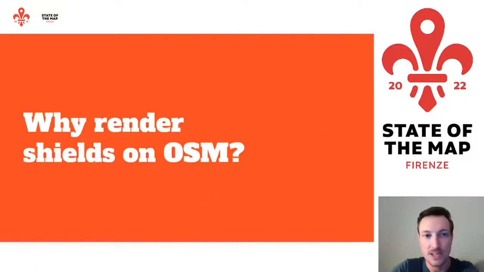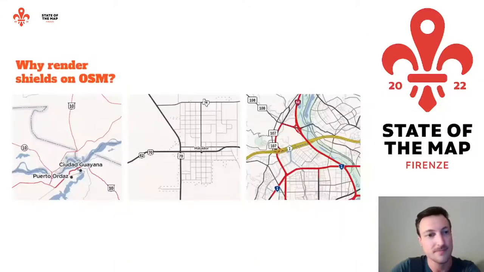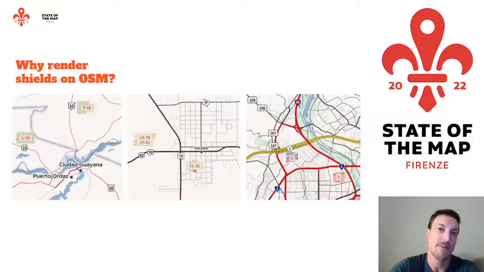And why are we doing this in the first place? In a lot of countries, the route number alone isn't enough to identify a route. In these examples from Venezuela, the United States, and Taiwan, there are routes that have the same number but different shield appearance. For renderers that display generic shields, we have to rely on workarounds that often involve prefixes that aren't actually on the signs. So using tags from relations instead of ways enables us to choose a shield icon to display instead of a generic rectangle. No workaround needed.